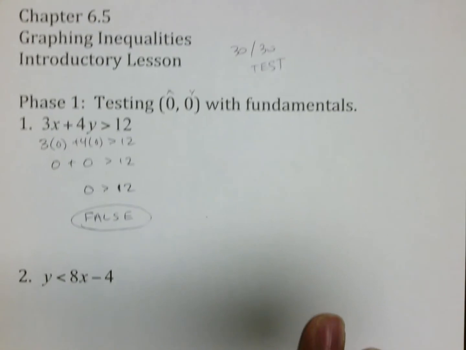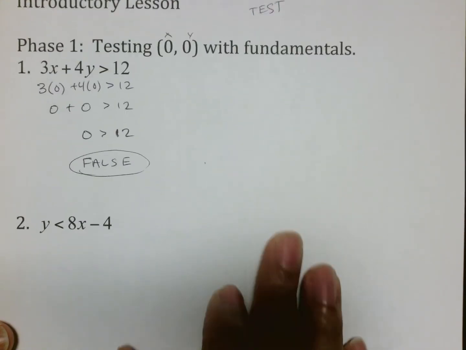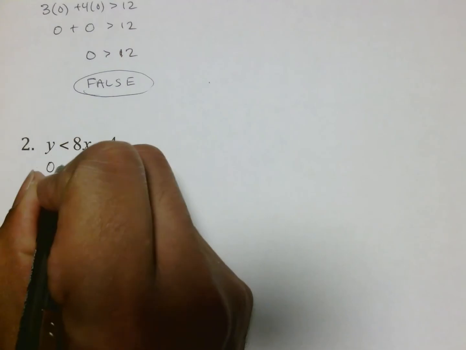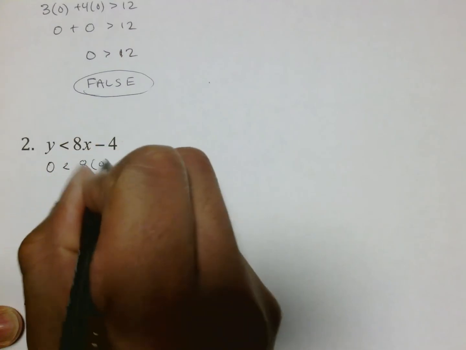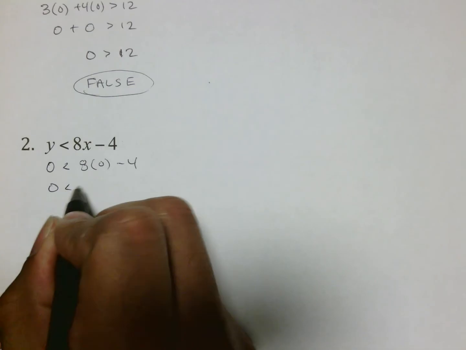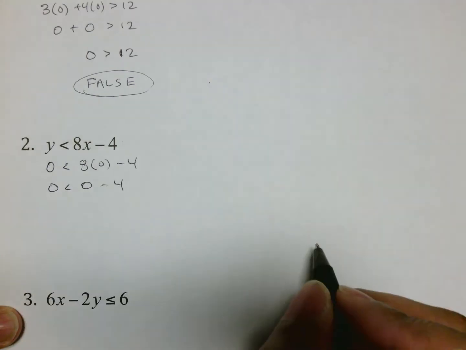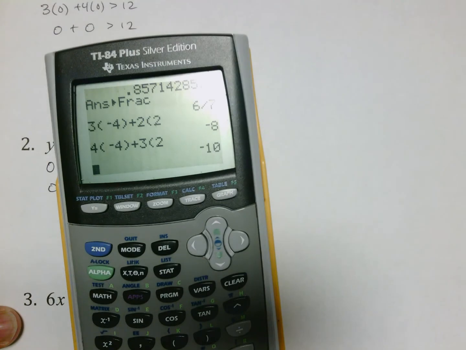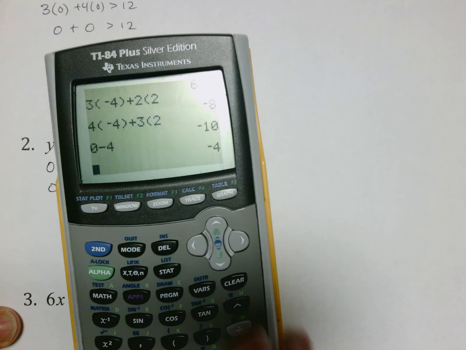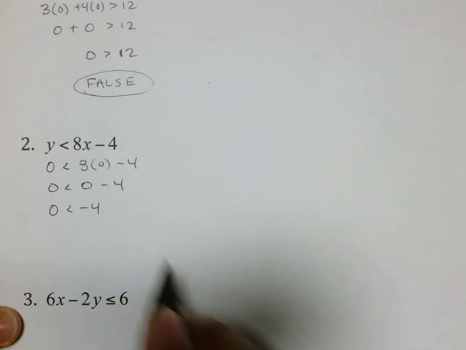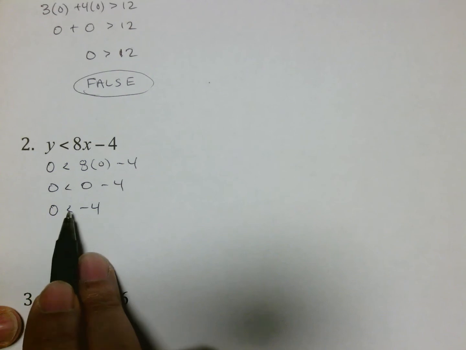Alright, so looking at number 2, you're going to turn that into 0 < 8(0) - 4. 8 times 0 is obviously 0, because anything times 0 is 0. And then 0 minus 4, if you don't know, is negative 4, because the 0 just disappears. And so your question is, is 0 bigger than a negative?